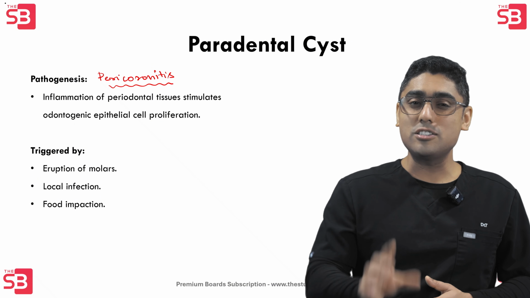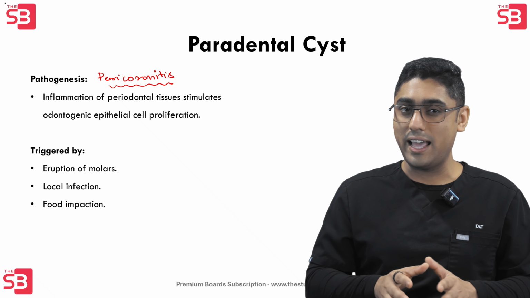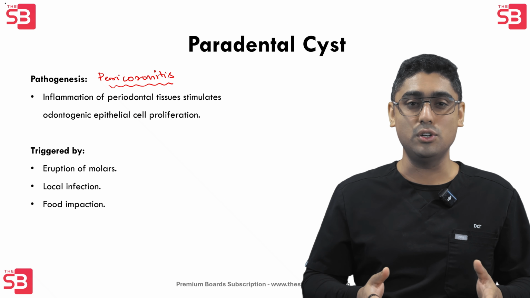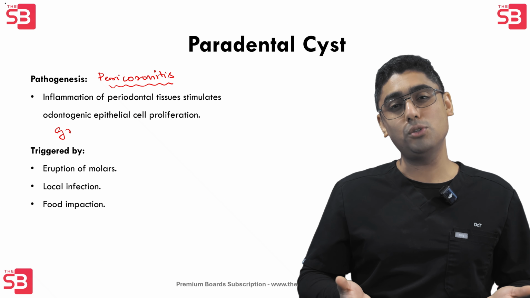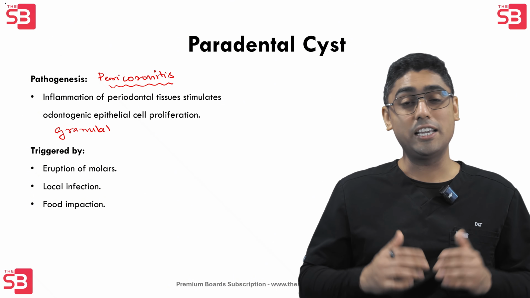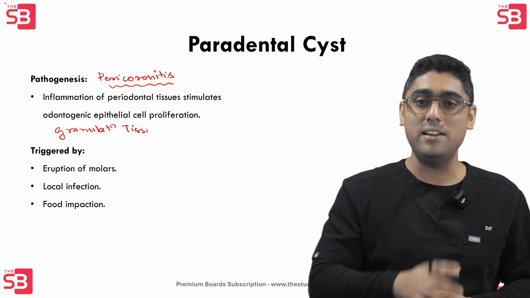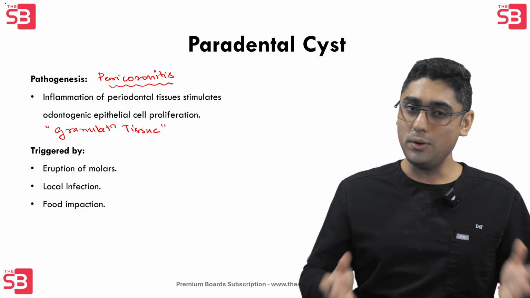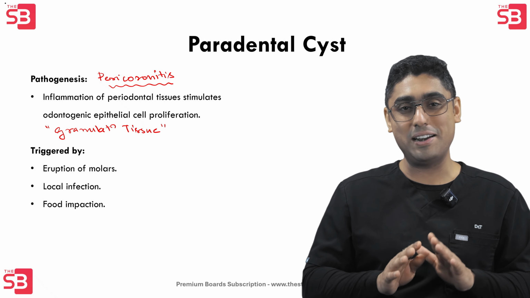As this continues, a small cavity forms and this lining becomes surrounded by granulation tissue. And over time, that granulation tissue matures into a cyst wall, giving rise to a classic paradental cyst, which we see clinically. Now let's go over the clinical features of paradental cyst.